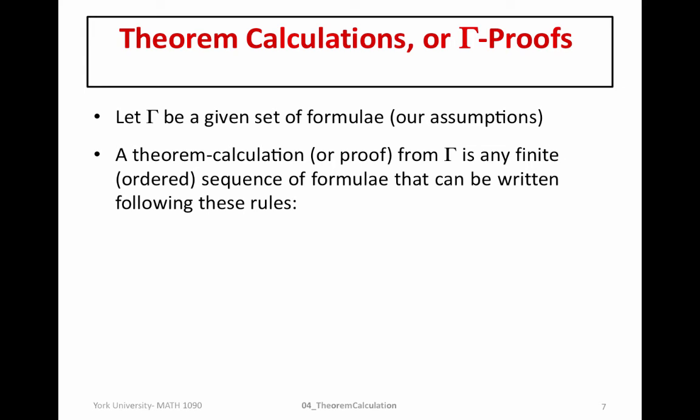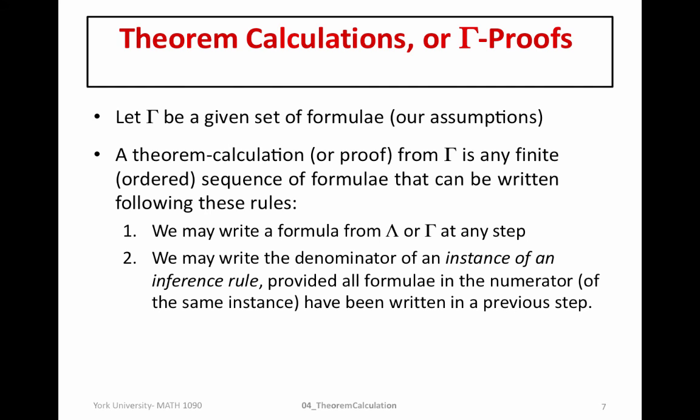Just like a formula calculation follows steps or rules, a theorem calculation follows those same rules. So it's very similar. The first is that we may write a formula from lambda or gamma at any step. So we can write any of our logical axioms at any point during our theorem calculation, and we can write any of the special axioms or our assumptions from gamma at any step. And remember, gamma is not fixed, so it depends on the particular theorem we want to calculate or prove. And finally, we may write the denominator of an instance of an inference rule, provided all formulae in the numerator of that same instance have been written in a previous step.